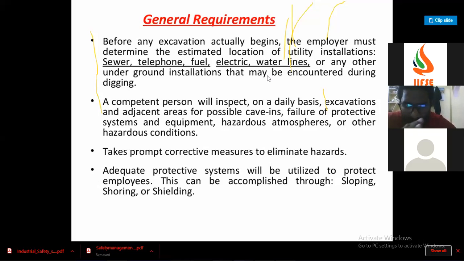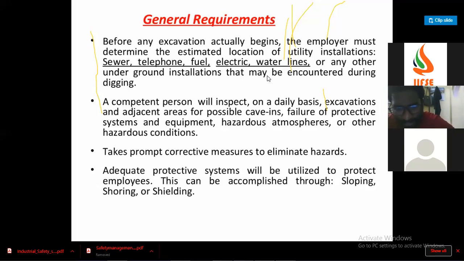What do you mean by failure of protective systems and equipment? If there are no wedges, or they are placed in unsafe locations, placed on a slope, or not with outriggers, all those come under failure of protective systems. Hazardous atmosphere: if he is going inside and you left a gas cylinder there, the atmosphere may change. For every shift, the atmosphere check should be done with a multi-gas detector.